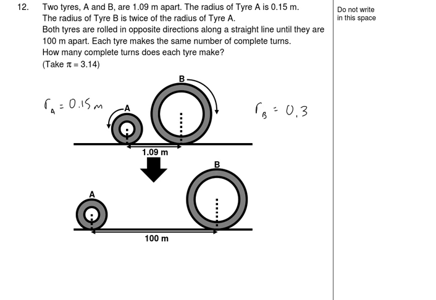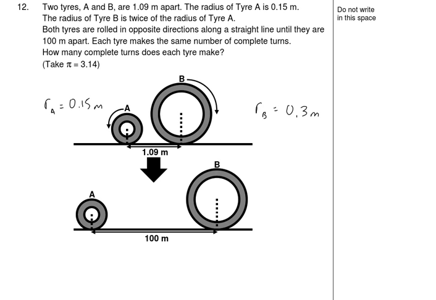Okay, so you all agree with the information so far? You can see that the radius is twice. Both tires are rolling in opposite directions, so one rolls this way, the other rolls that way. So if they are rolling in opposite directions, of course they're going to go further away, right? Yeah, logically. Along a straight line until they are 100 meters apart.